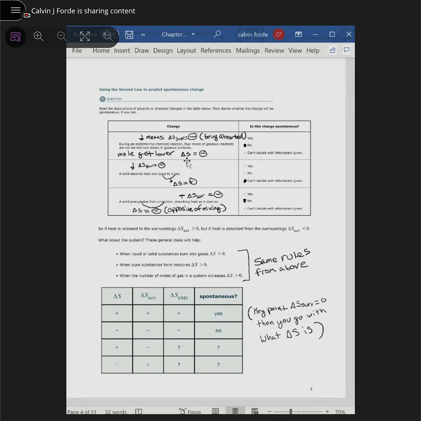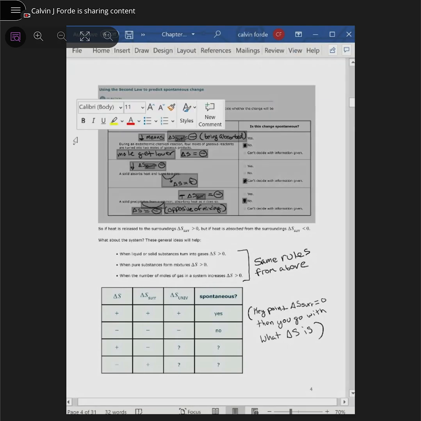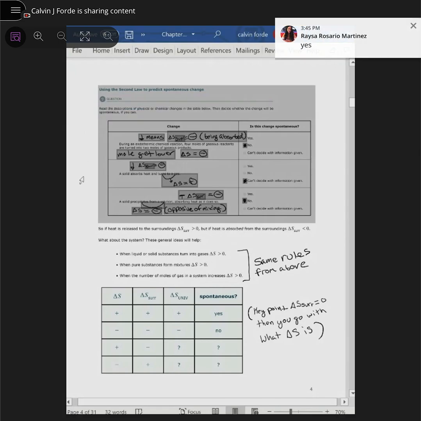Because the system technically is delta negative, right? What's happening to the surroundings? So we're saying during an endothermic chemical reaction, and we know endothermic means you're absorbing energy. But there has to be a place where you're taking that energy from. So you're taking it from the surroundings, right? You're taking energy from the surroundings into the system. Make sense? So it makes sense why the surroundings are going to be negative, because they're giving energy to the system. Okay.